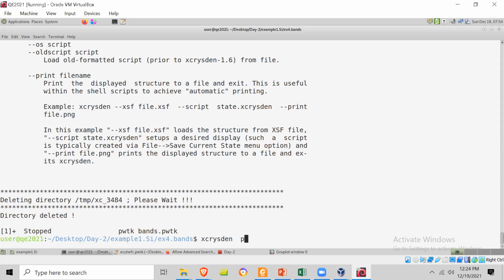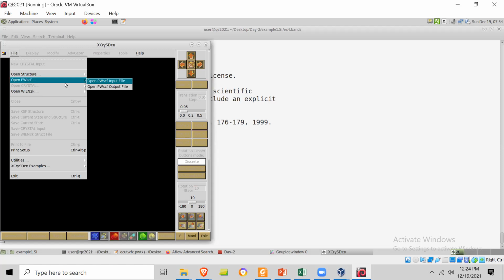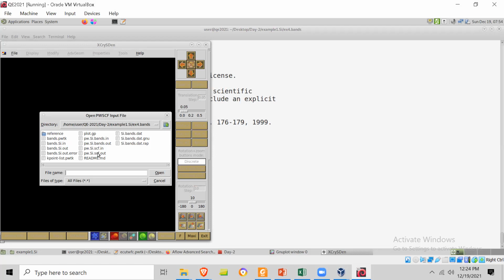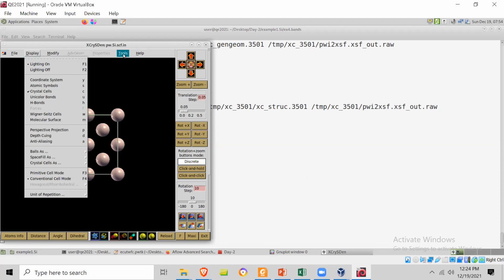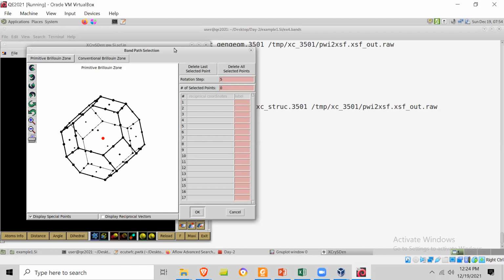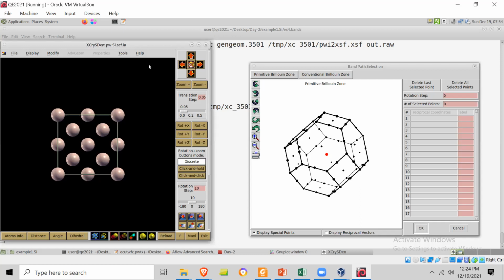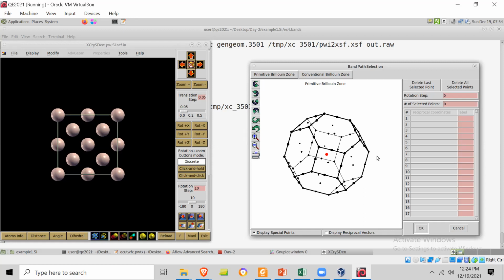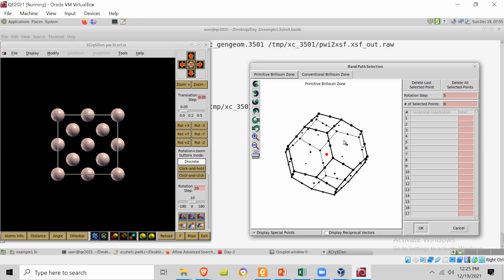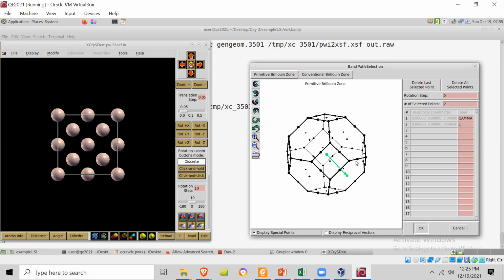Let's see if I can open this. Okay. And we can say display and tools, K path selection. So this is the reciprocal space of this object. This is a very nice way of showing you. In the real space you see the atoms, and this is the reciprocal space of that particular real space area. So here you can select these paths. You select the path, this is the gamma point, and then you select the next point like that, and you come here like that. So it says L, K, it selects.